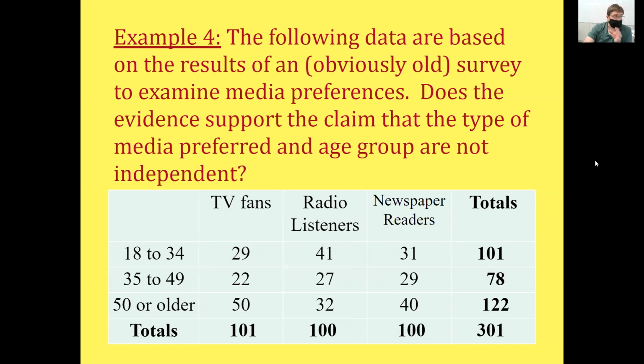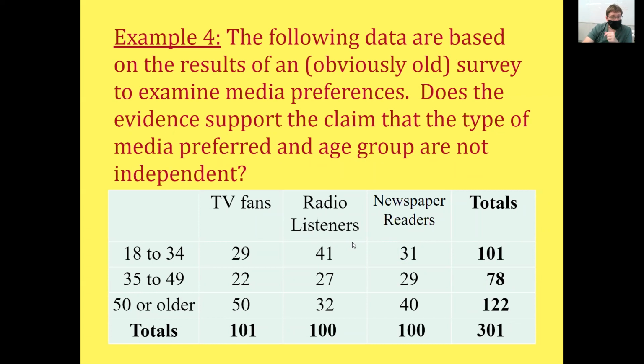So to find expected values here in a second, because we want to do all of this first before we do anything, we have to make sure that we know what we're going to be doing. For this specific one right here, say I want to find the expected value of TV fans in the 18 to 34 age group, I would have to take this number, 101, that's the row total, times 101, the column total, and then divide both of those by the 301 here. And we'd have to do that all 9 times for each one.